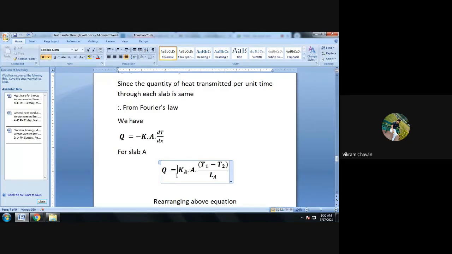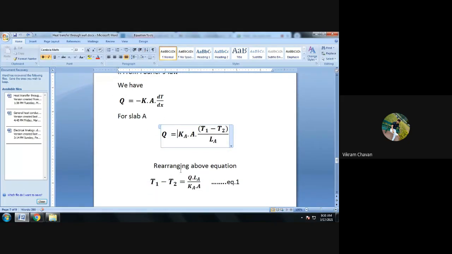Now we have to rearrange that equation in the form of a temperature difference. Rearranging the above equation will provide you the temperature difference T1 minus T2. Here we have just shifted the remaining part to the left side, keeping only T1 minus T2 on the right side, and the other quantities we have shifted to the left side. So what will it become?